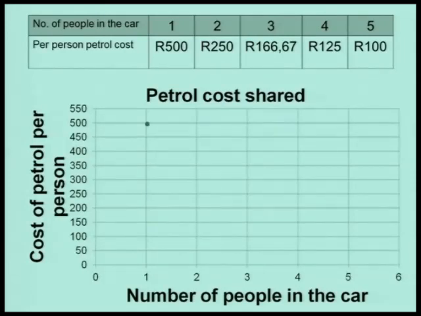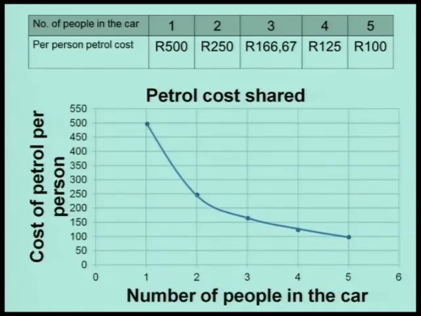The second is 2 people. So number of people is 2 and the per person petrol cost is 250. You make your next point. The next point that you need to plot is 3 people and 166 Rand 67, and you plot your point. The next is 4 people and 125 Rand, where you plot your point. And the last point that you need to plot is 5 and 100. And now you combine those points that you have plotted.